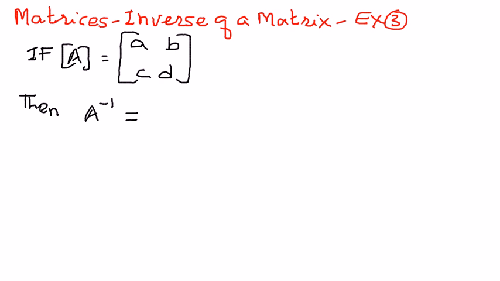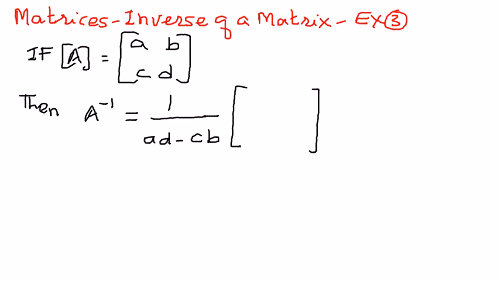We're going to write this as 1 divided by, we're going to multiply the major diagonal elements a times d, subtract the minor diagonal elements, which are c times b, and then we're going to multiply that by the elements which are arranged in this manner.